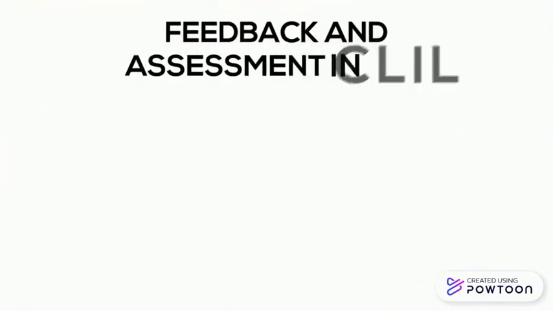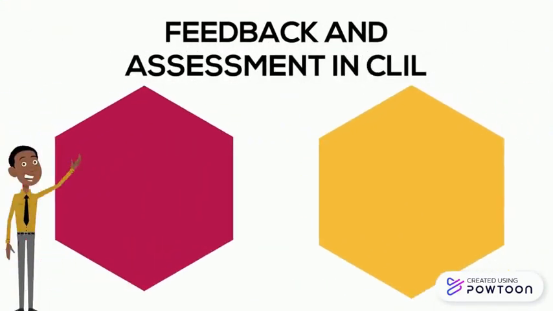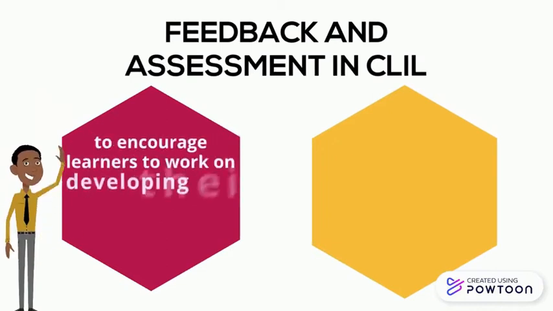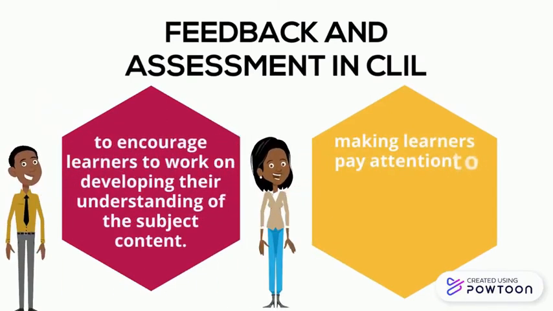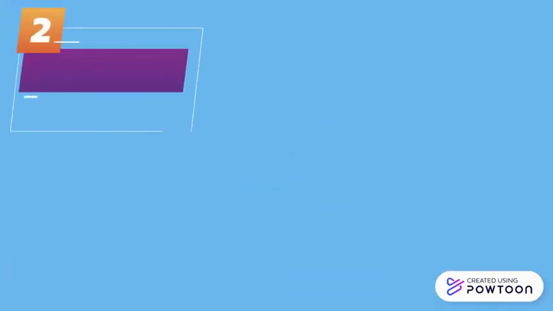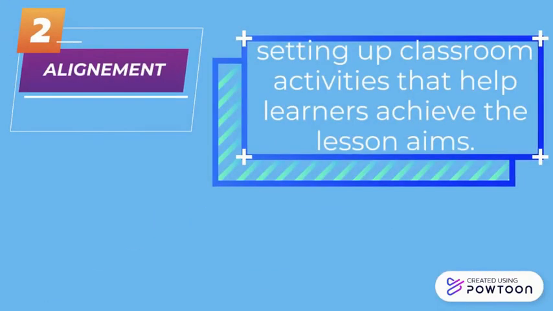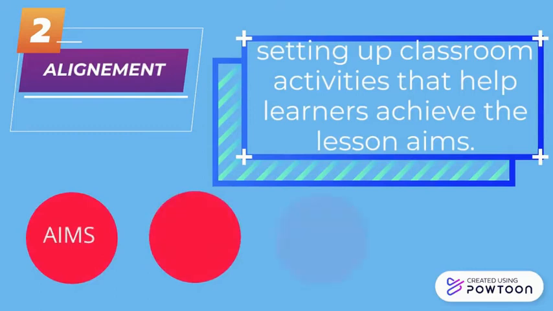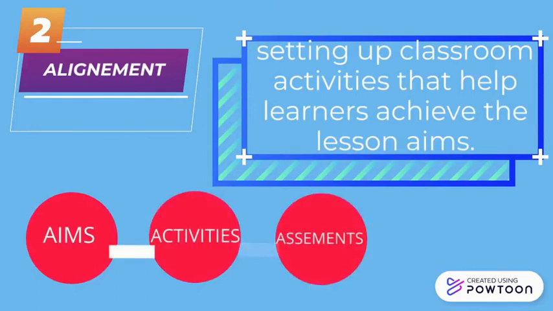CLIL teachers can use assessment and feedback to encourage learners to work on developing their understanding of the subject content. Feedback and assessment are also helpful tools for making learners pay attention to appropriate and accurate language use. Alignment means setting up classroom activities that help learners achieve the lesson aims. If the aims, activities, and assessments are aligned, the influence of the teacher on the learning will be great.